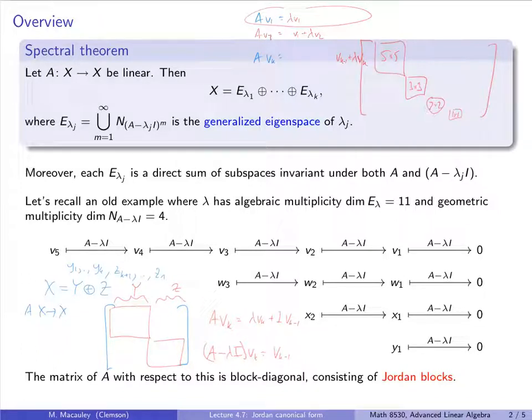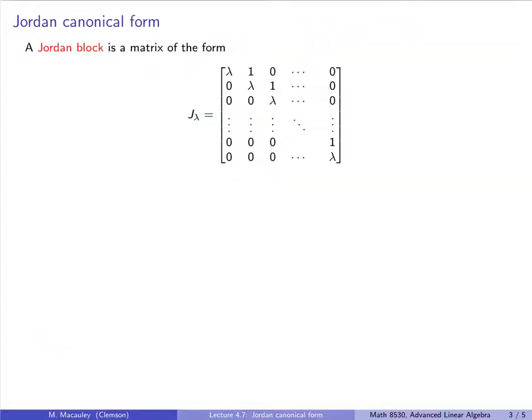So notice how all of these columns, this is the top, this is the bottom, are going to have a lambda on the diagonal entry and then a 1 immediately above that, except for the first one because there really is nothing above. So here's a Jordan block. So it's just a submatrix that has lambdas on the diagonal, and it has 1s directly above that.